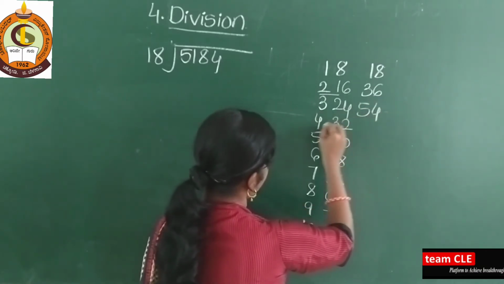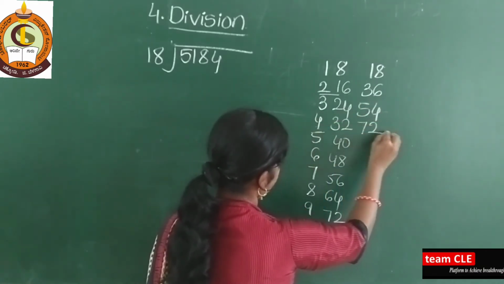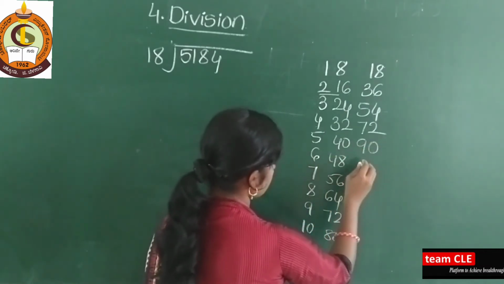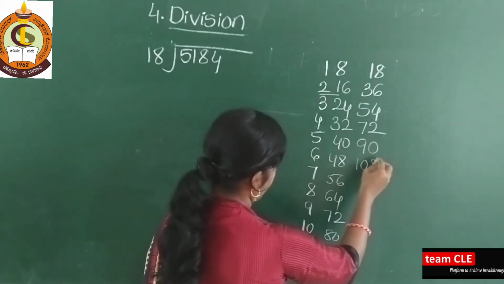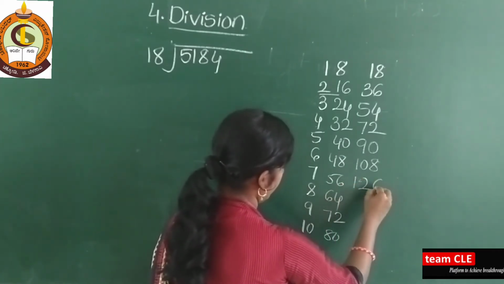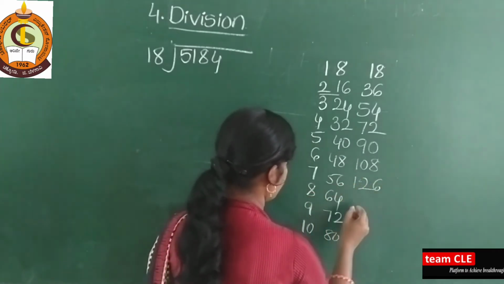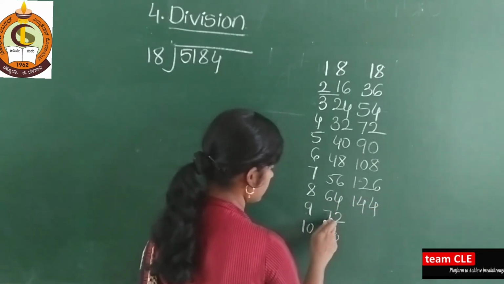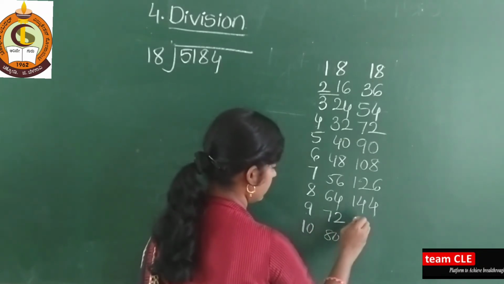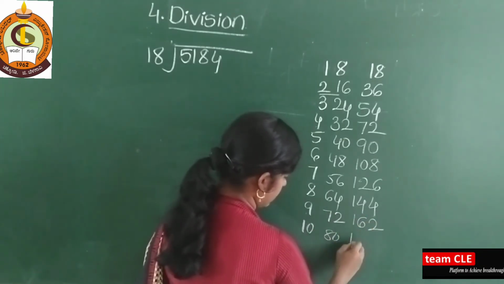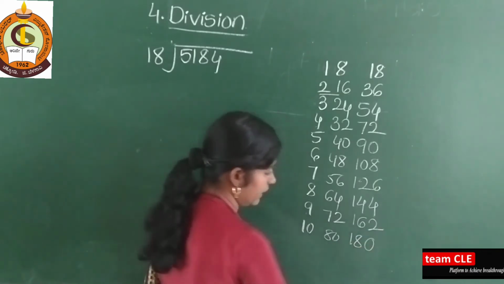Here you write 4. 4 plus 3 is 7 and write here 2. 5 plus 4 is 9 and write here 0. 6 plus 4 is 10 and write here 8 as it is. 7 plus 5, how much? 12 and here you write 6. 8 plus 6 is 14 and this 4 you write as it is. 7 plus 9 plus 7 is 16 and write here 2 as it is. 10 plus 8 is 18 and this 0 you write as it is.